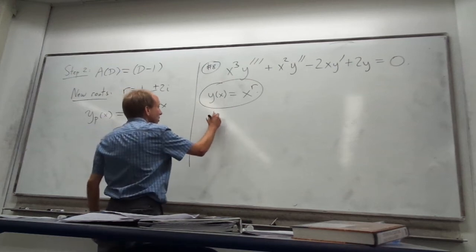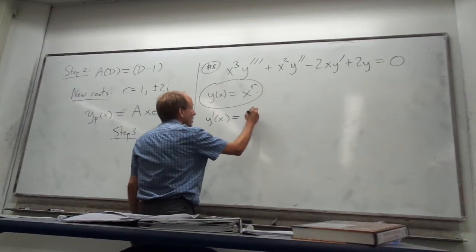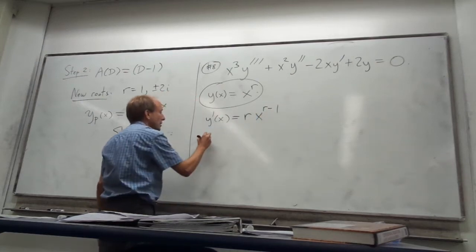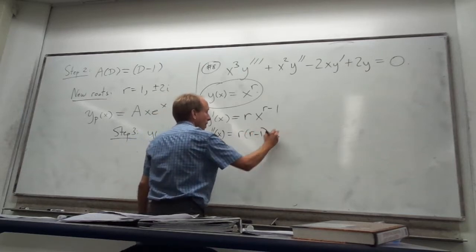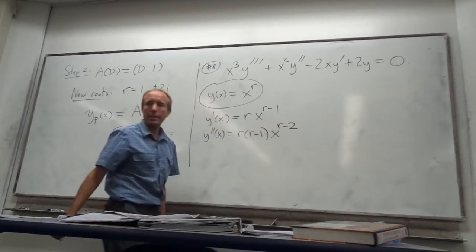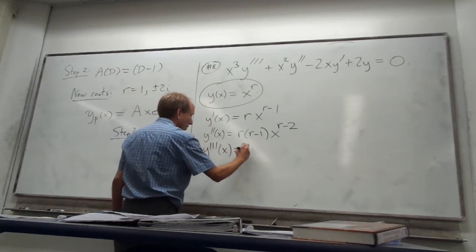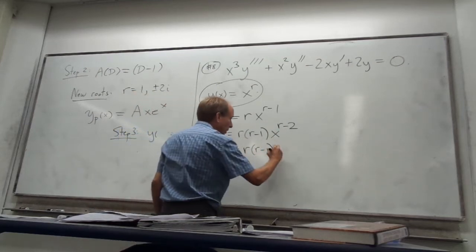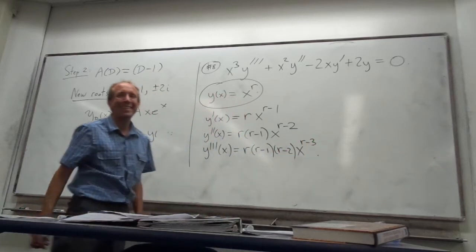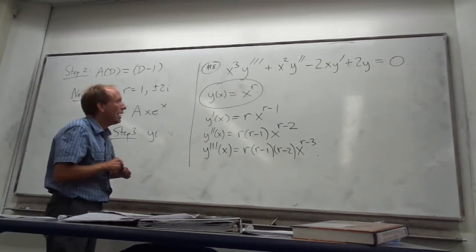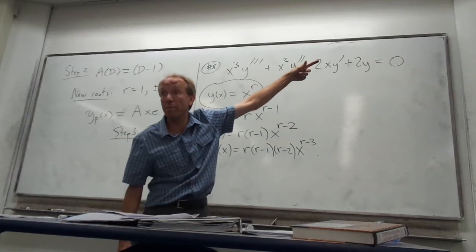So if I take the derivative, what is the derivative of x to the r? R times x to the r minus 1, very good. And then the second derivative would be? R times r minus 1 times x to the r minus 2. Exactly. And then the third derivative, r times r minus 1, and now we pull down the r minus 2, times x to the r minus 3. Okay, so I have all of that. And we need to now plug these different derivatives into the various places that we see them up there.